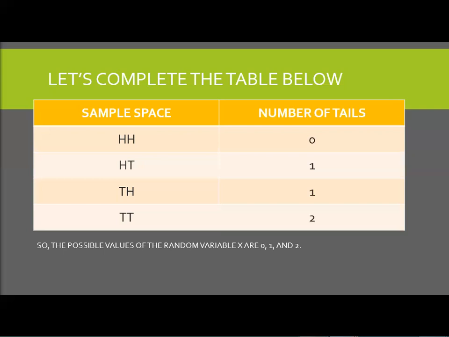Now, therefore, the possible values of the random variable x are 0, 1, and 2. All right. So I hope you understand this table. Just comment below if you have any questions or clarifications. Thanks.